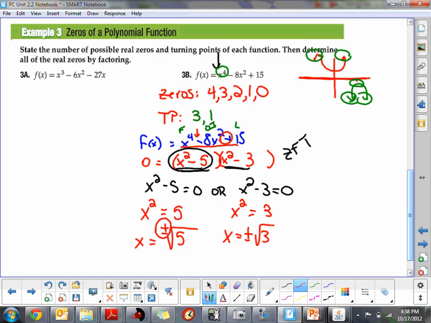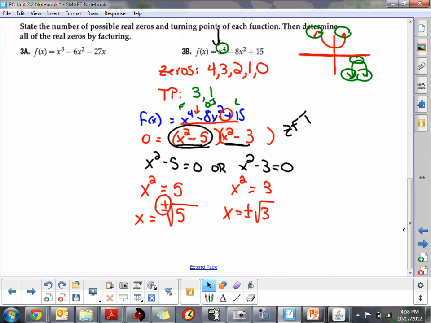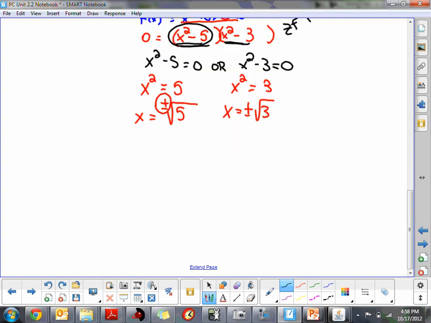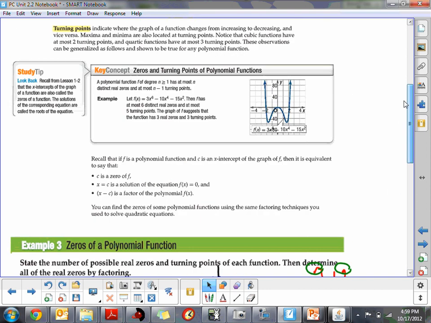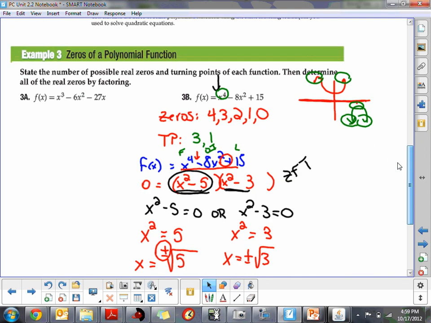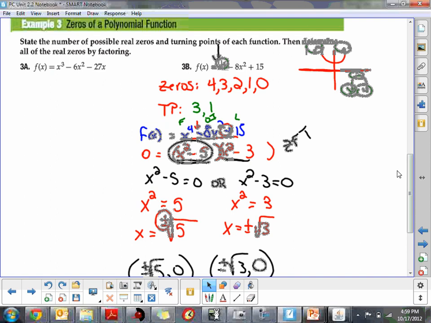So now we found all 4 zeros of this function by factoring. And the ordered pairs are going to be plus or minus square root of 5, comma, 0. The other set would be plus or minus the square root of 3, comma, 0. So factoring is going to be important. We're going to have to make sure that we are carefully factoring and going through our factorization process correctly, but that's the anticipation and the expectation that we have to find zeros algebraically.